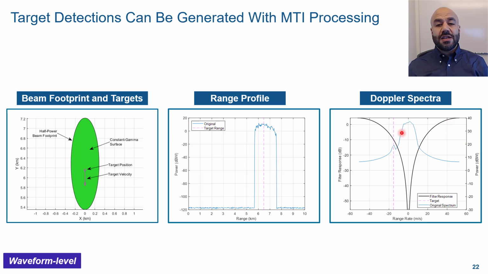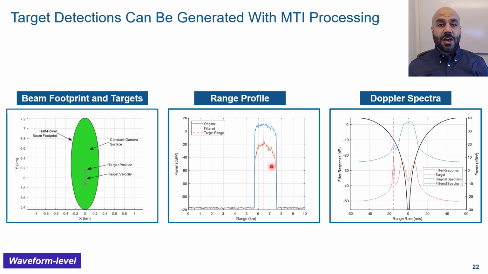We notice that the returns from the surface are within the null of the MTI filter. As a result, the attenuation that these returns from the surface are experiencing is higher than the attenuation that the target is experiencing. The difference is about 11 dBs. And that's why when we look at the range profile after applying the filter, we can actually visually see the target return within the returns from the surface.